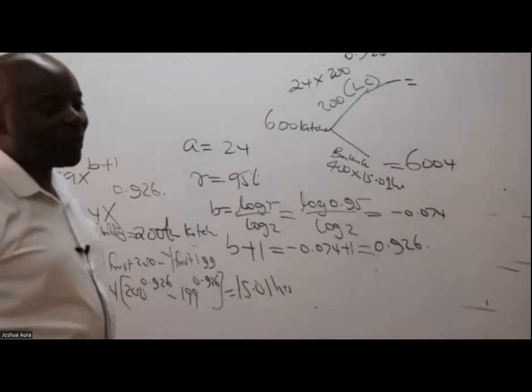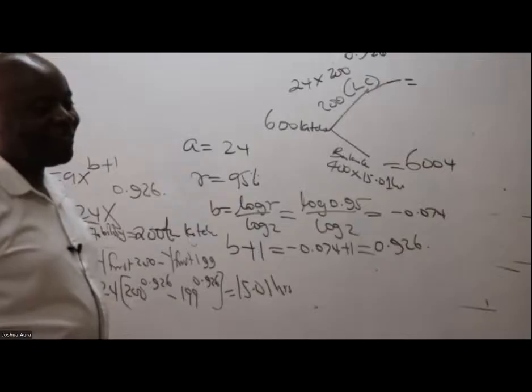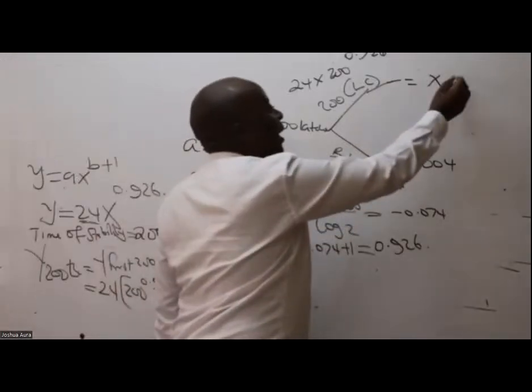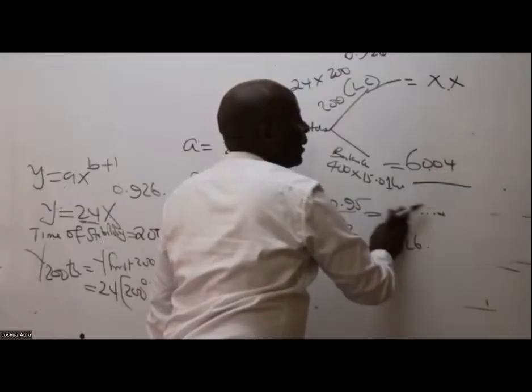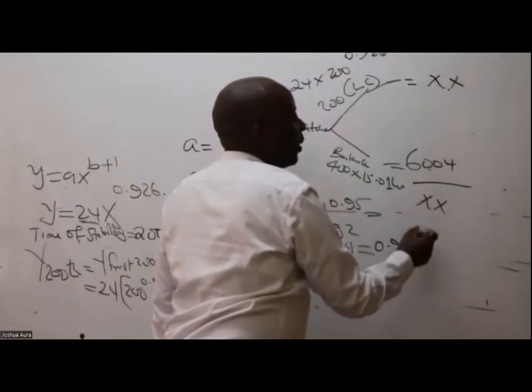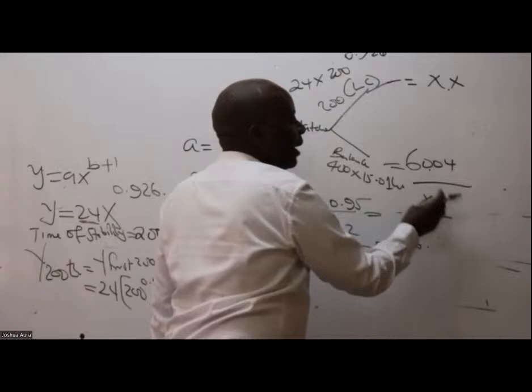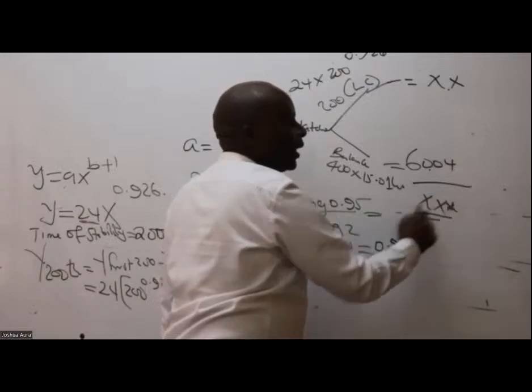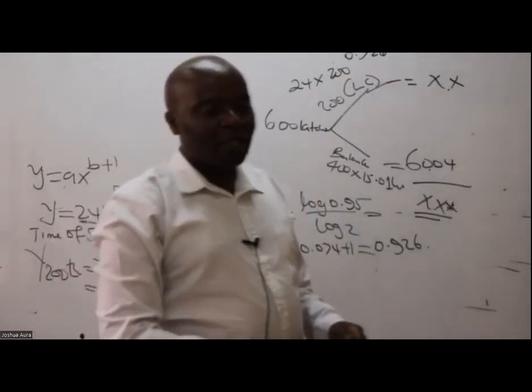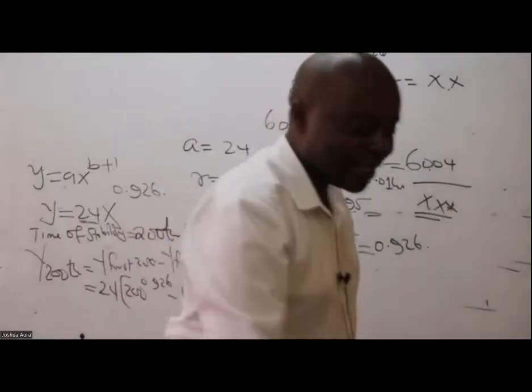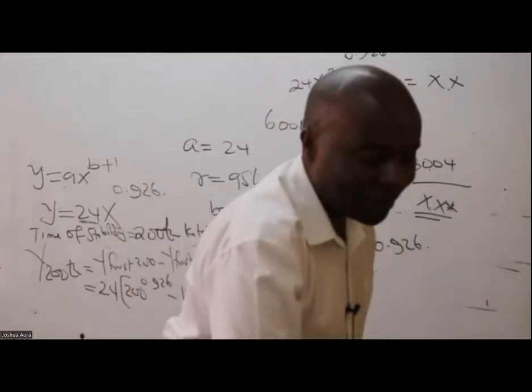24 times 200. Whatever you get here, you will come and add here to get the total time. Now once you've gotten total time, of course this will be the number of hours times the rate per hour. Thank you very much. Let's meet in the next class. Bye-bye.